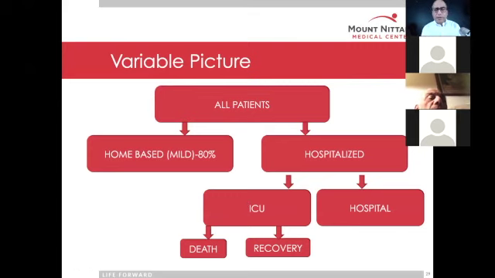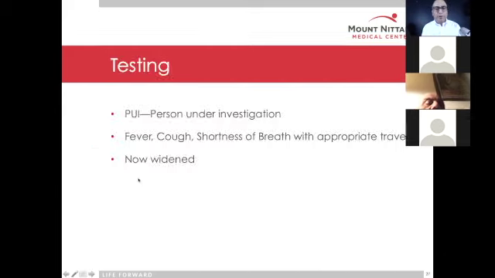If you took all patients, the majority are home-based, they're mild, they get better. Some get hospitalized, on the right side of this algorithm. Some of them go to the ICU. And if you go to the ICU, particularly if you get intubated and mechanically ventilated, your odds of death or mortality substantially rise, and it can get up to about 40, 45, 50% even in really sick individuals who go to the intensive care unit.